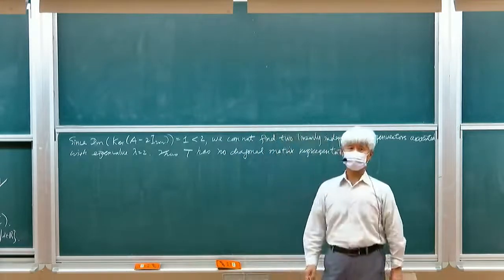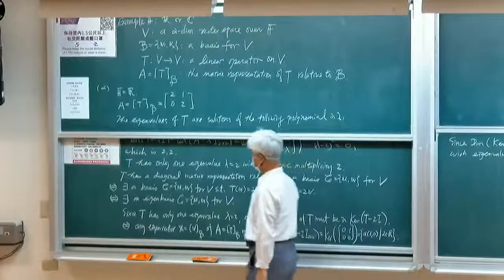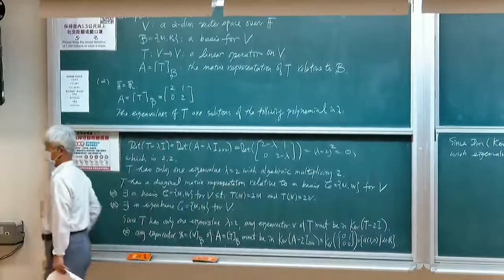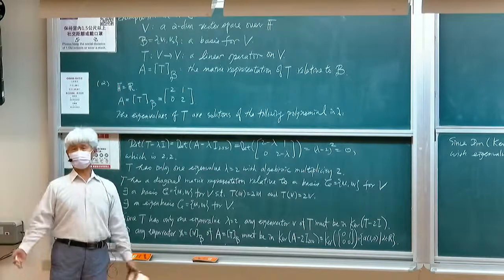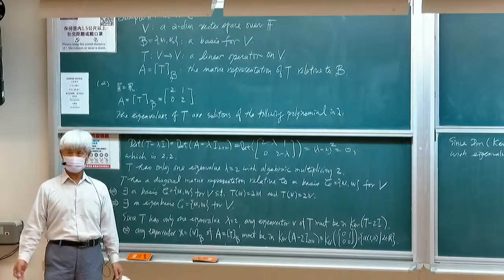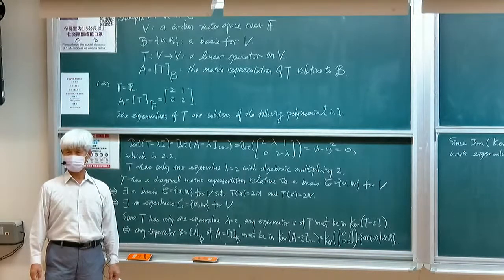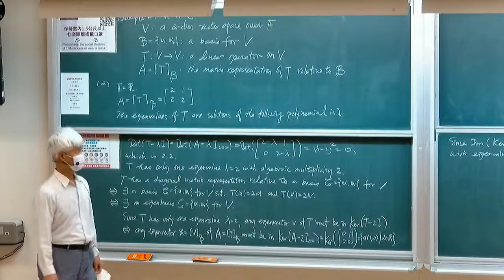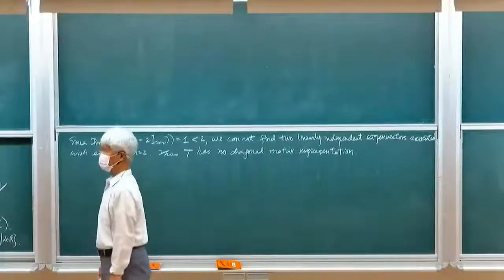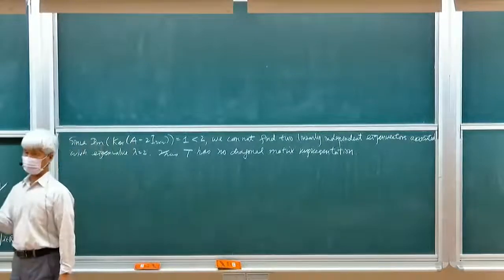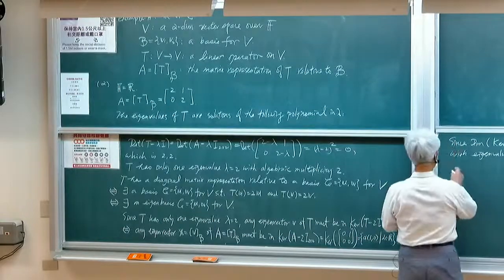So now we have an example where it is hopeless to find any diagonal matrix representation. The reason is that we can't find any eigenbasis. It means that we are short of eigenvectors.